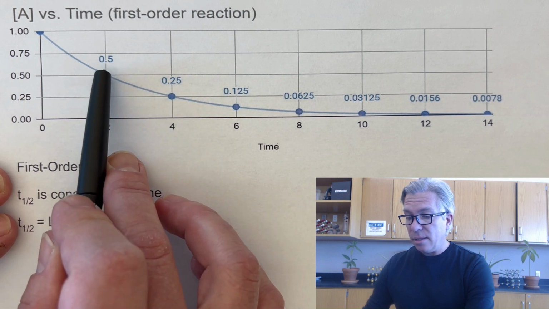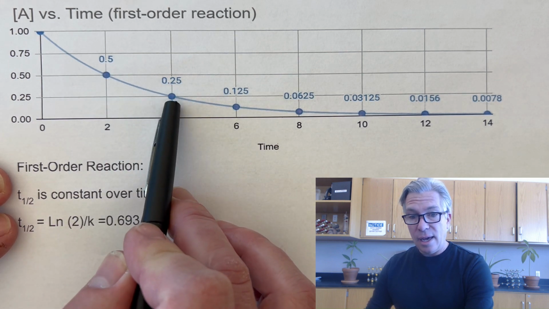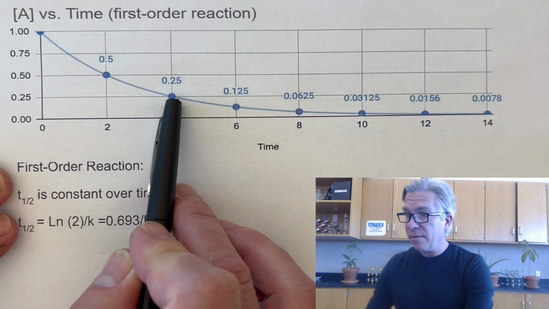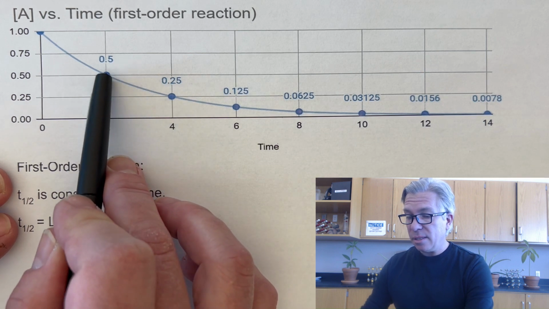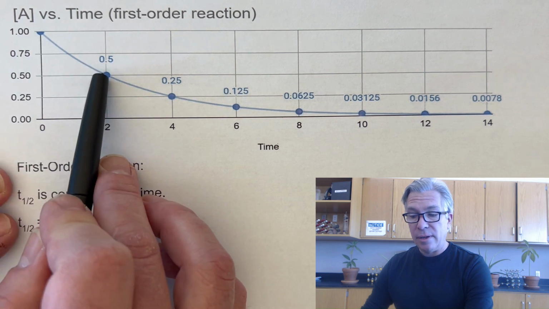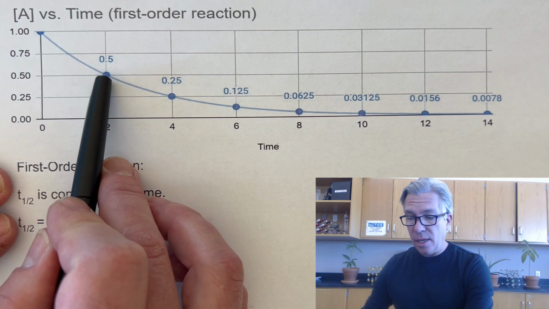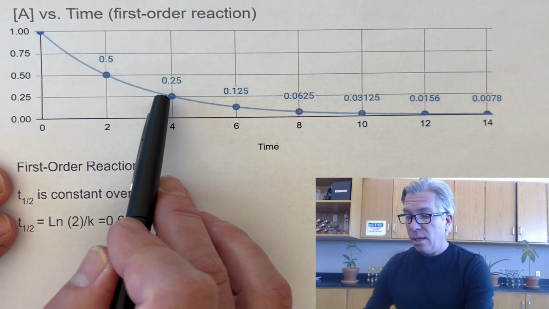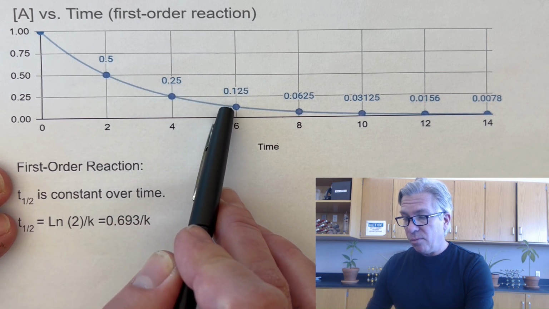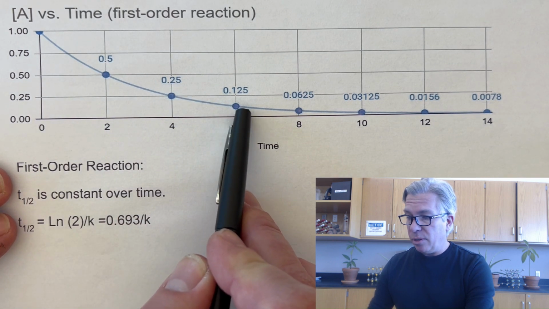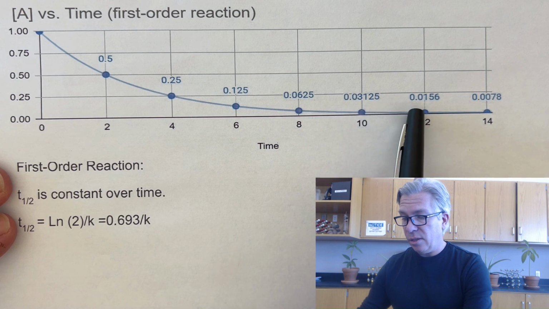And so the time it takes to get from that to the next halfway amount, down to 0.25, is going to be the same as the time it took to go from 1 to 0.5, because the rate is slowing, and it slows proportional to how much is there. Then in another 2 hours, we've gone down to 0.125, and 0.0625, and so on and so on and so on.